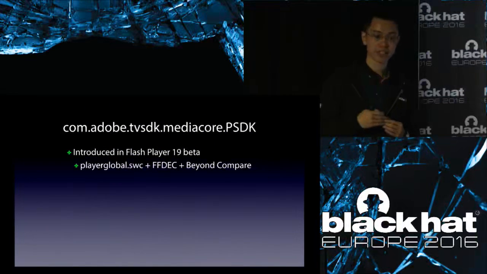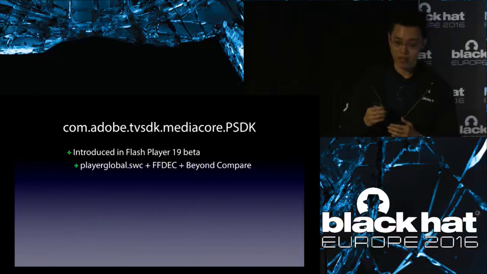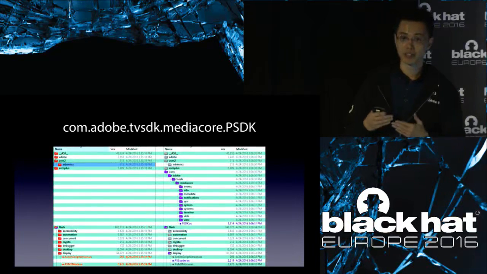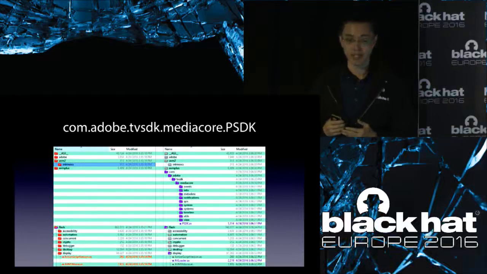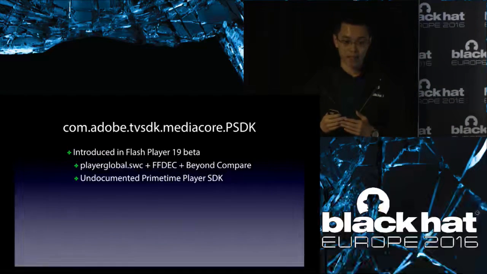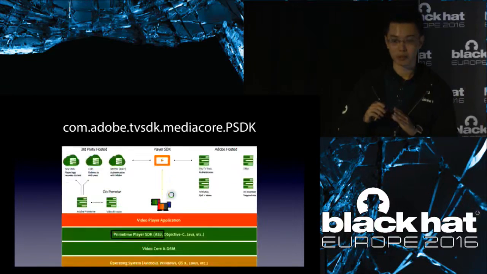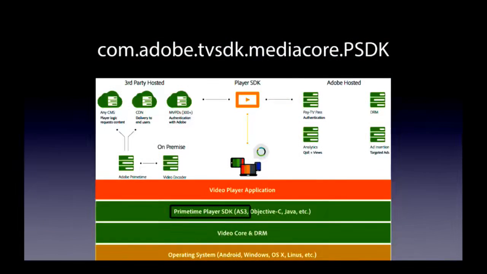And I discovered this package by decompiling the player global file and cross-comparing it with its old version. There were many classes under this package, but all of these classes are undocumented. There is only some related information that can be found from another Adobe product called Primetime Player SDK. This SDK is mainly used to develop TV-based cross-platform applications.